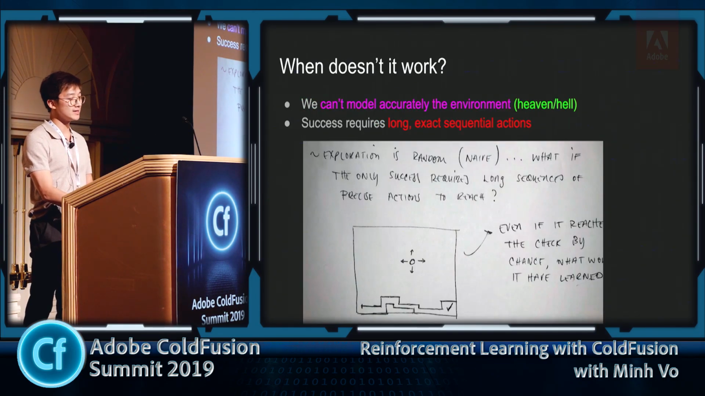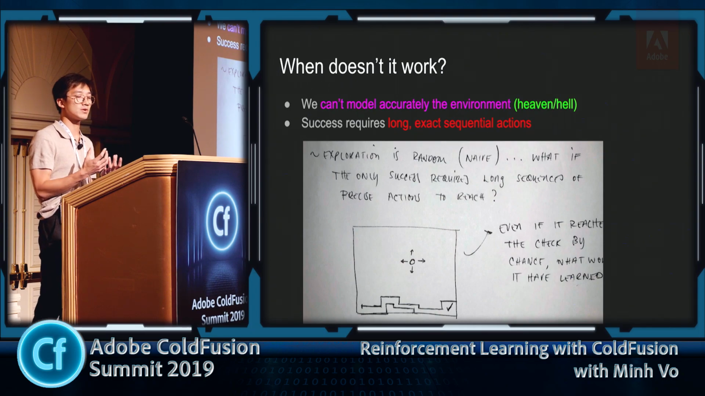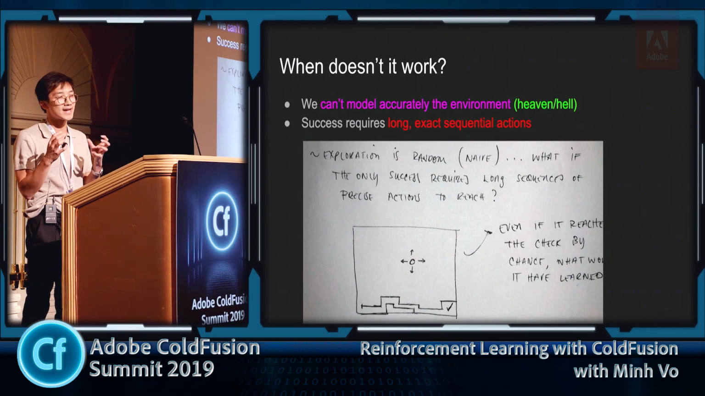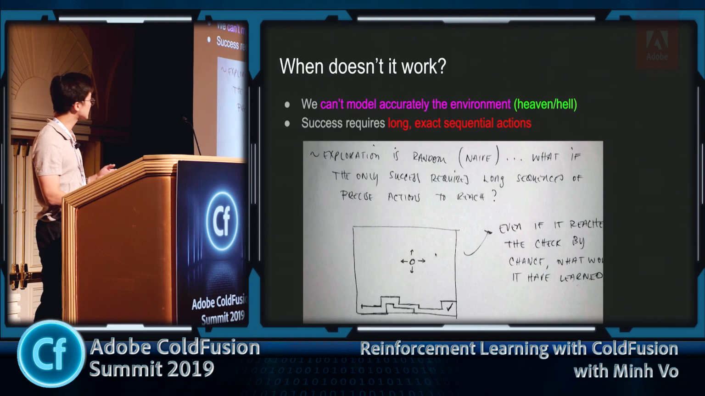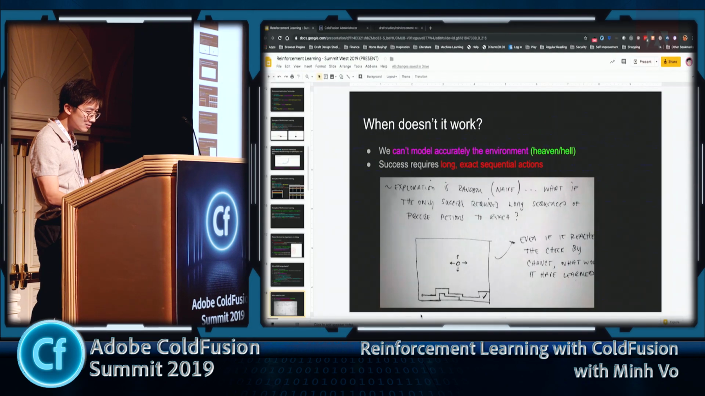When does it not work, right? It doesn't work when you can't accurately model the environment. For instance, if I wanted to model heaven and hell, I would have no clue. And it also doesn't work if success requires long and exact sequential actions. So just look at this chart. This is basically just like Pac-Man, except it needs to get here. Ooh, what's that? Delete. Oh, sorry. Exit. Okay.